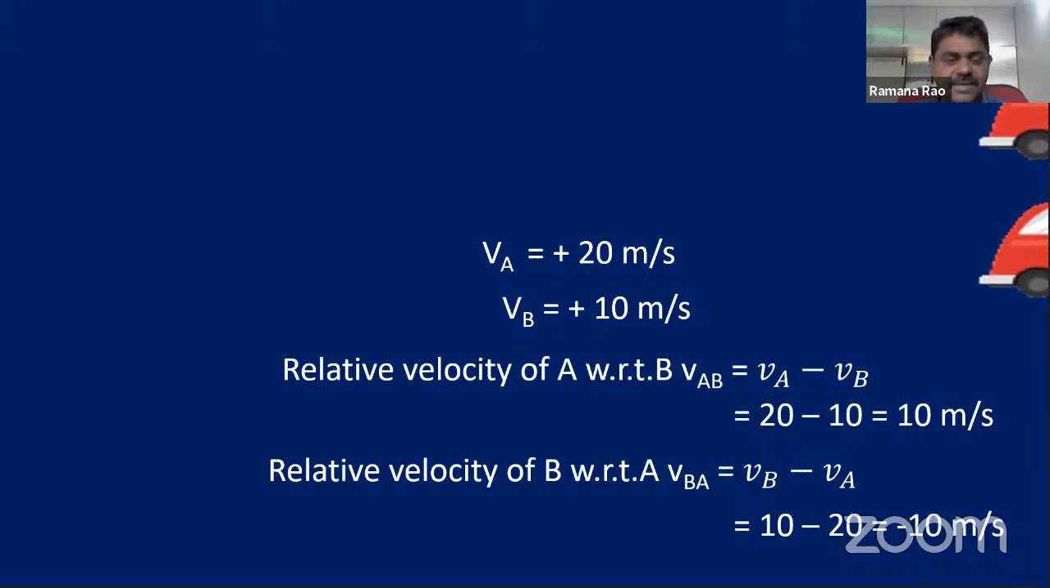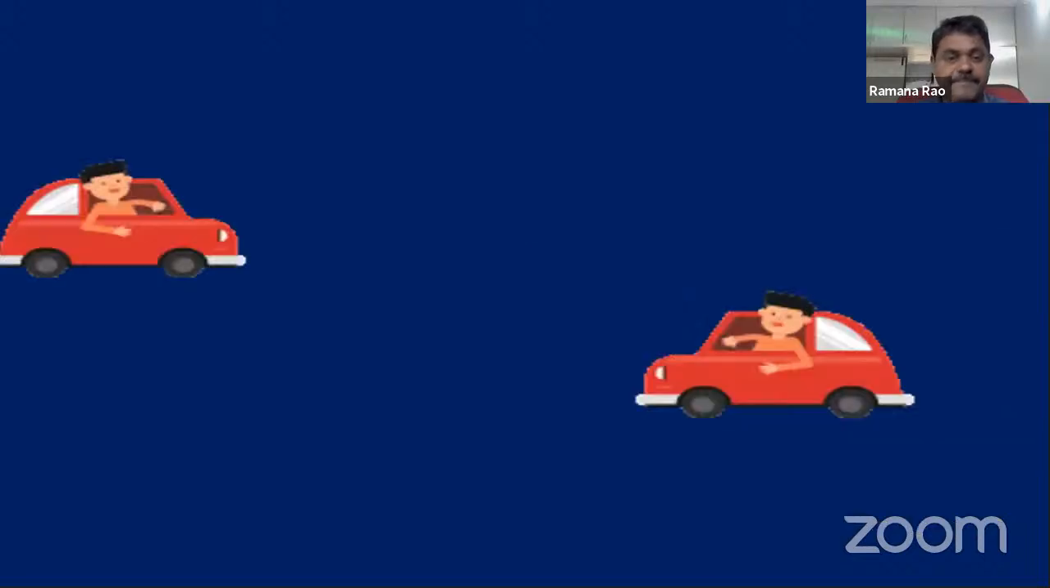This you can observe while you are traveling in a bus. The trees appear to be moving in backward direction. Are they really moving backward? No, they appear to be moving in backward direction. So backward direction means negative as far as the bus is concerned. So similarly, here negative sign means for A, the body B appears to be moving in opposite direction.